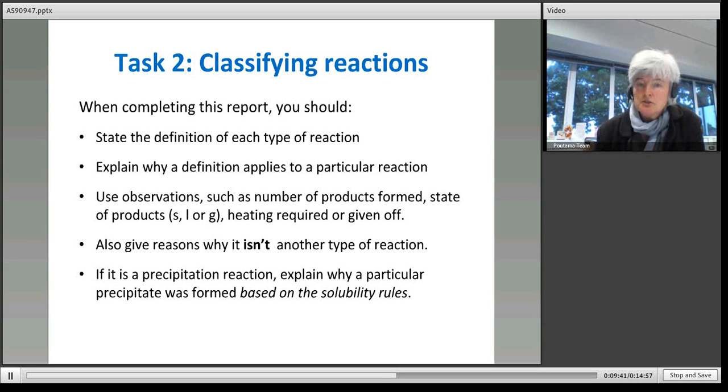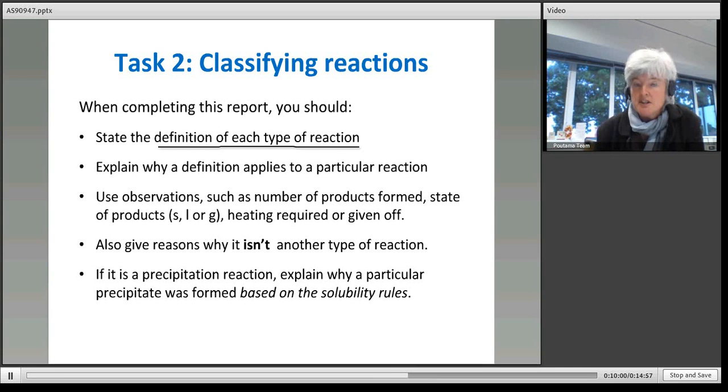In task 2, you have to take all those observations you wrote down about the heat, whether you had a solid or a gas being formed, whether you could identify the gas as carbon dioxide. You must take all that information and you must write a report. So a good way to start a report is to say what each type of reaction is.